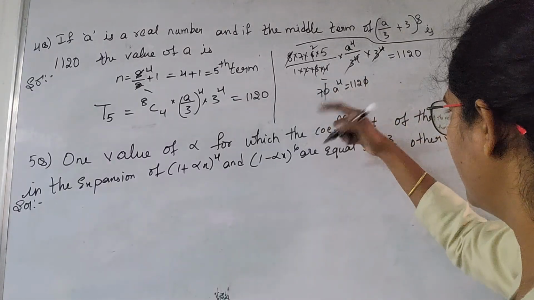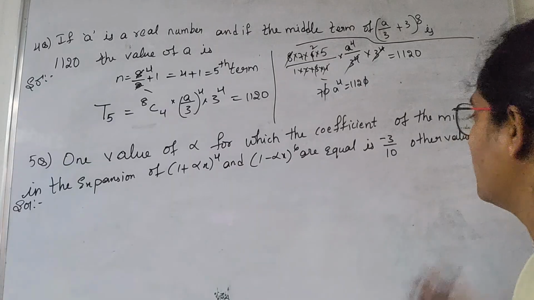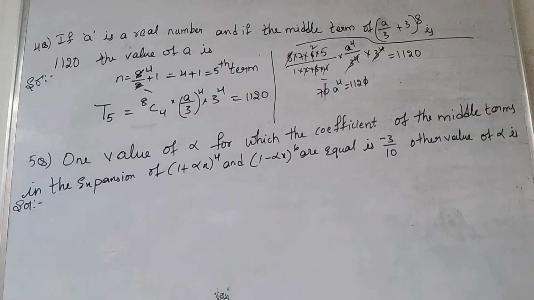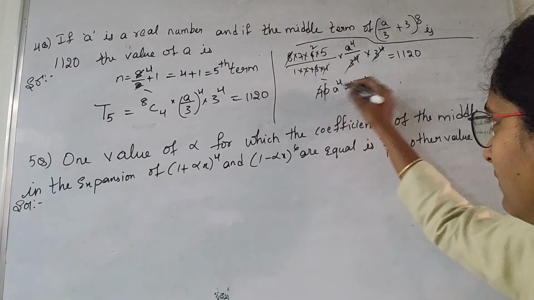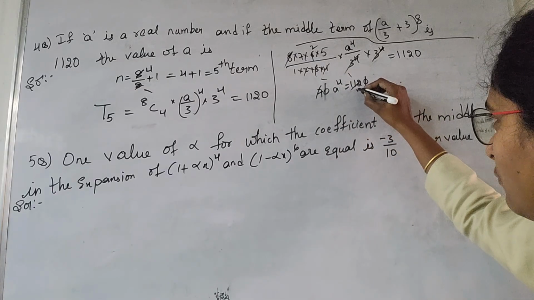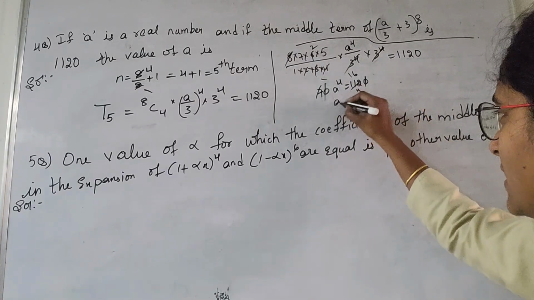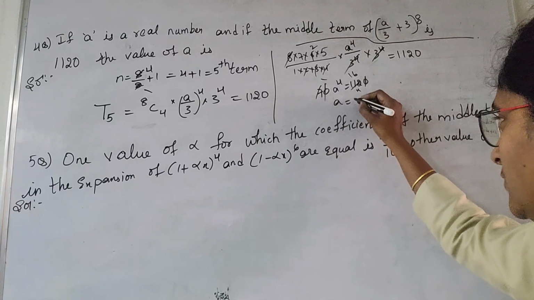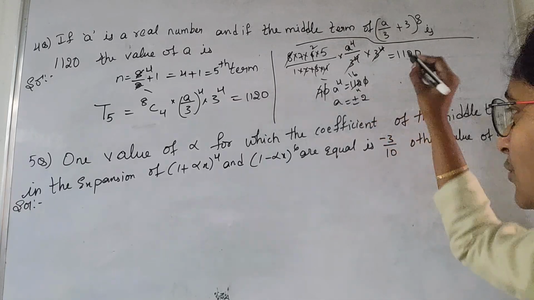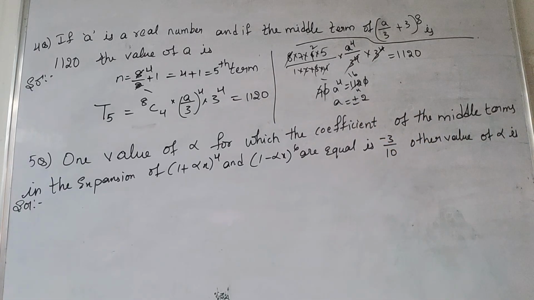0 0 if I cancel here, then 112 by 7 power of 8. 7 1s are 7, 7 16s are 112. So a power of 4 is 16, and a is equal to plus or minus 2. Answer is plus or minus 2. That's it. Okay, 2 power of 4 is 16. So a is plus or minus 2.